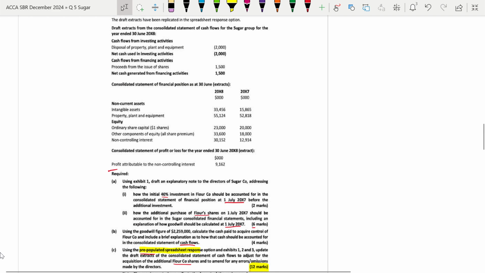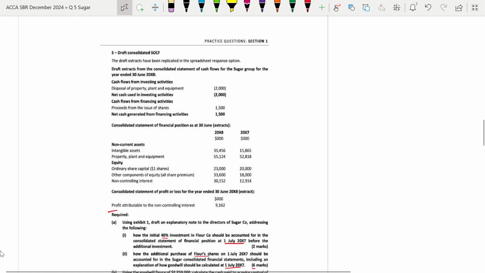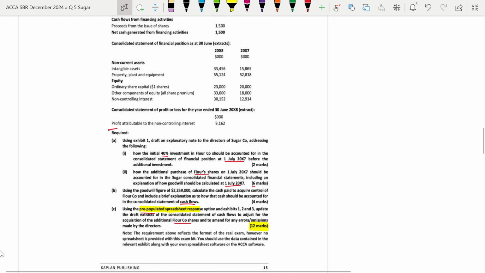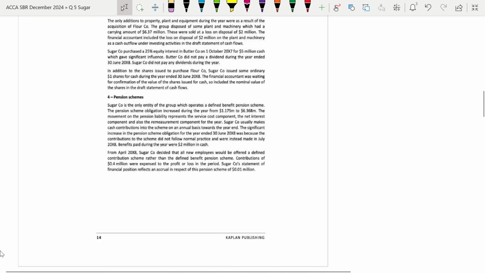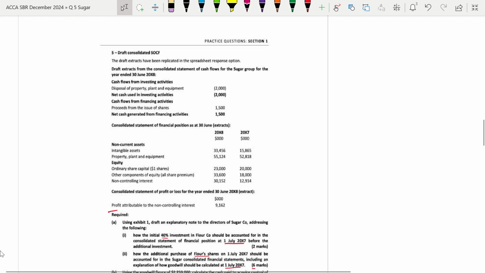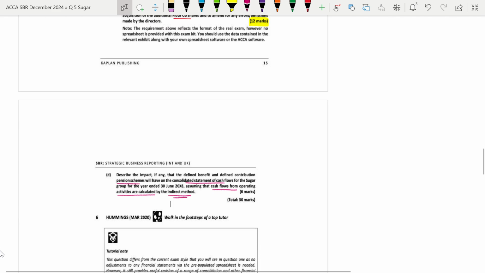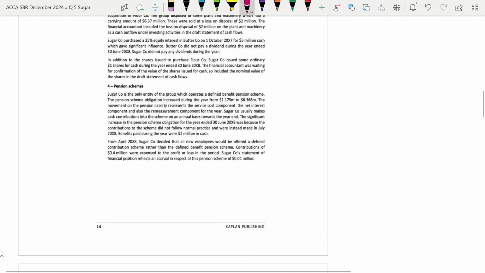Now, they have given you like this. First, what they say is how the initial 40% investment. Now, they have put the things A1, A2, B, and C. Okay, they have given you the pension scheme. What is the question? First, you have to relate. This is related to question D, so don't get confused.